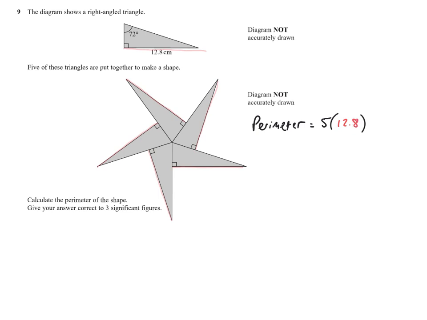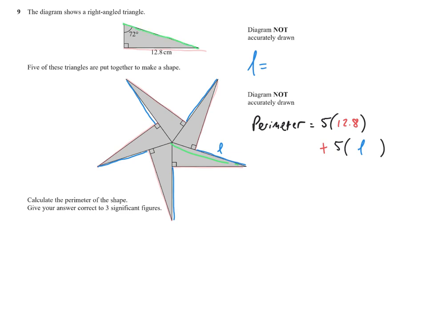And we do that just by doing 5 times 12.8. But we have 5 other lengths in the perimeter. Now I'm going to mark these in the same color. They're all blue. I'm going to mark them all blue. And there's 5 of them. So it's 5 times, and we'll call it L. Now our job is to find out what L is.